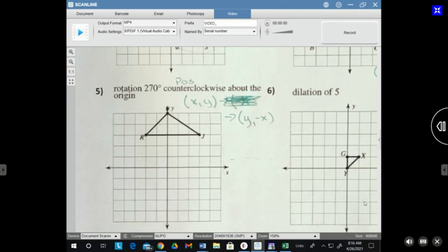Whatever your x was is going to become a negative. So that 3 becomes a negative 3. And now you just plot this new point. There you go. And label that one J prime. And then you just need to repeat that process for the other 2 points. That's it. Whatever point you get, the y goes first and the opposite of the x goes second.